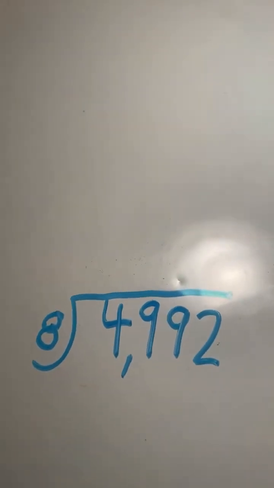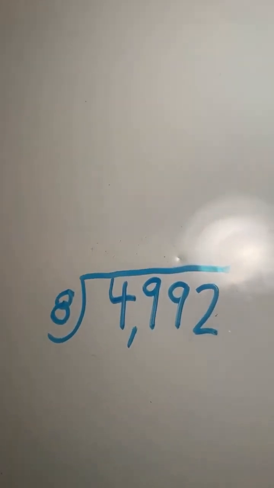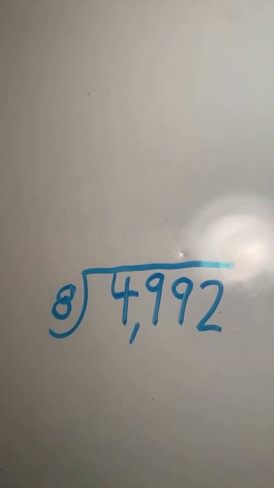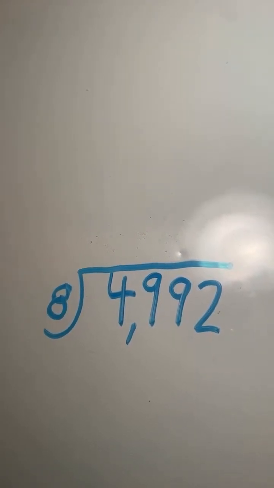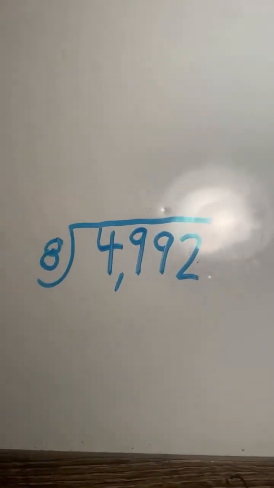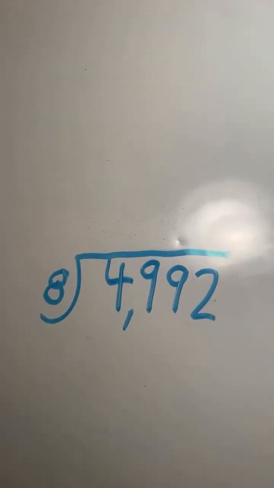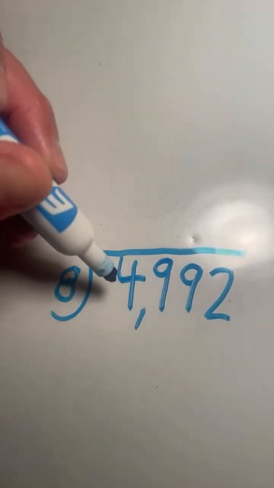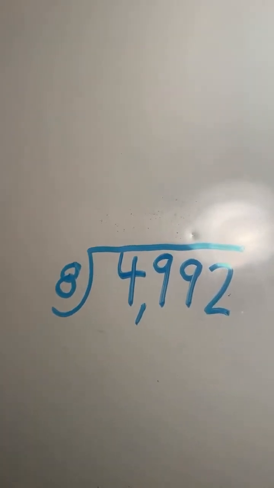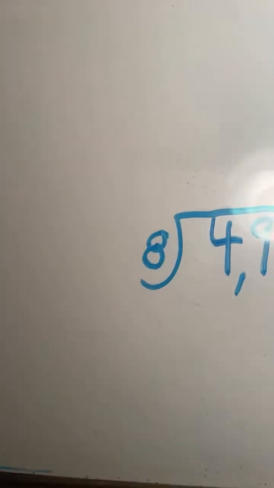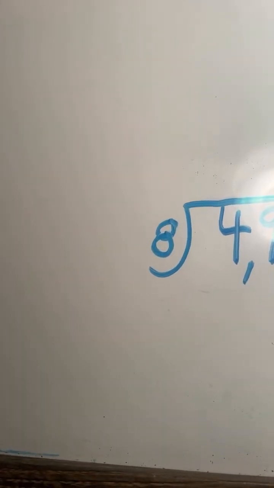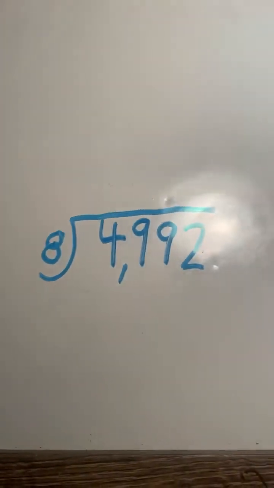Simple problem, 4,992 divided by 8. So we want to start out by using the smallest number possible. We're looking for the number within the number. We want to divide by the smallest number possible. The only rule is the number inside the square has to be equal to or bigger than the number outside the square. So we cannot start out with 1 digit by 1 digit division because 8 is bigger than 4.